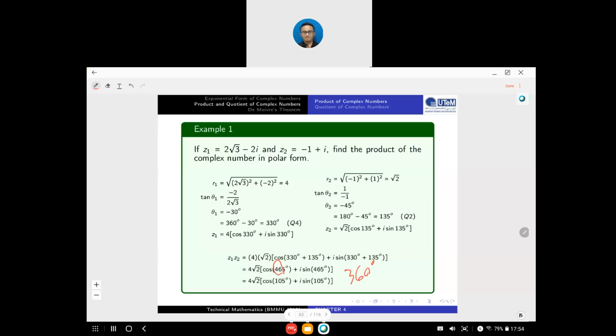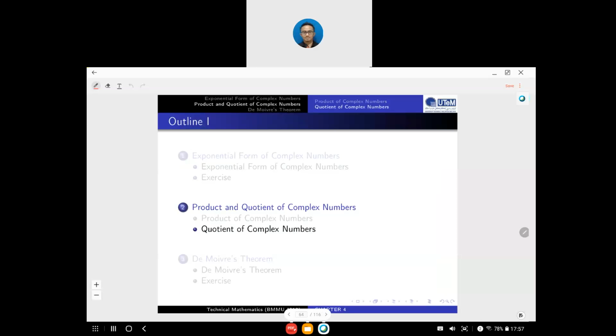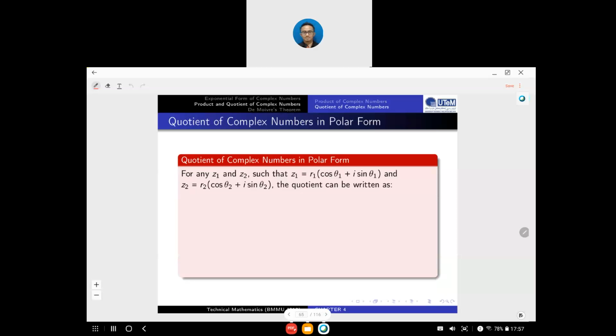Okay, and then your answer must be in terms of polar form. So this is the final answer. On quotients of complex numbers, which is the division. For any complex numbers Z1 and Z2, such that Z1 equals R1 (cos theta 1 plus i sin theta 1) and Z2 equals R2 (cos theta 2 plus i sin theta 2).